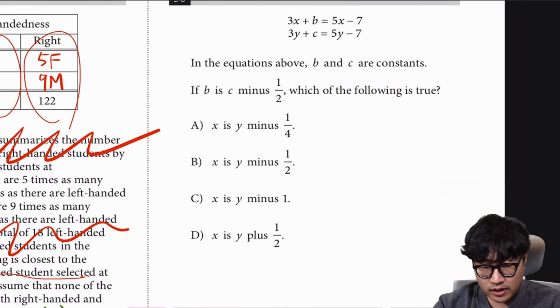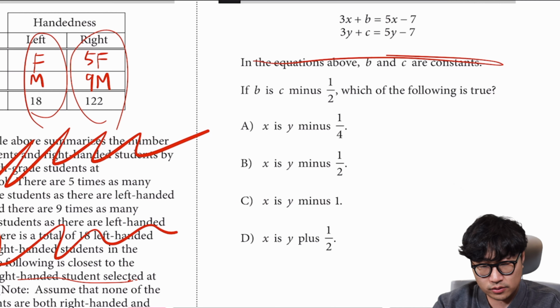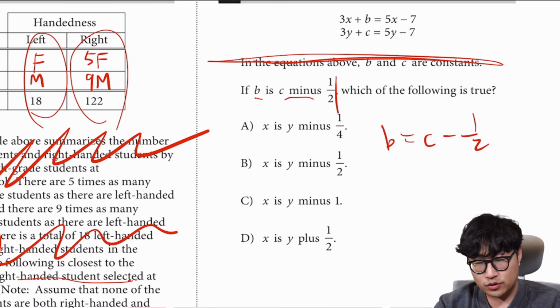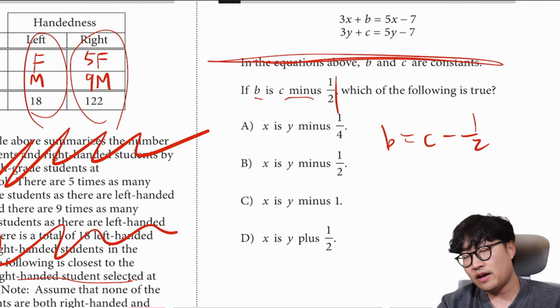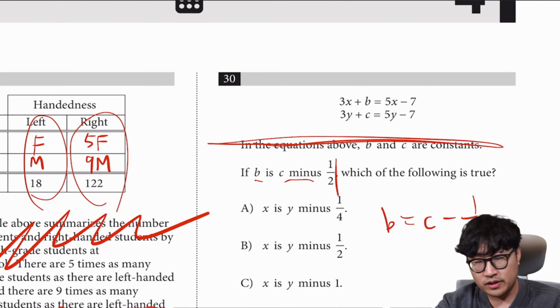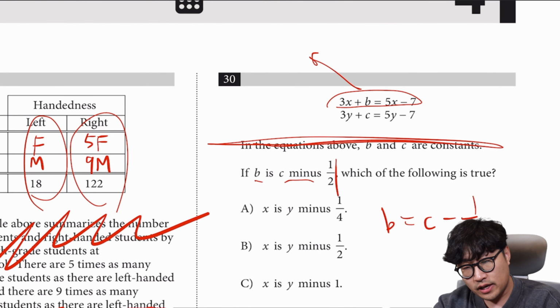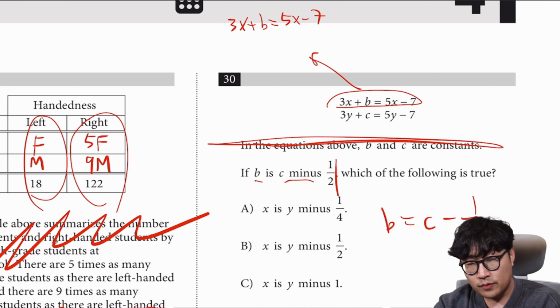All right, number 30. B and C are constants. Cool story, bro. If B is C minus 1/2, stop. So B is C minus 1/2, which of the following is true. If you look at all the answer choices, they all have X's and Y's, so we kind of have to play with this. I'm going to grab this one first and say 3x plus B is equal to 5x minus 7. You can subtract 3x on both sides, and that will give you B is equal to 2x minus 7.